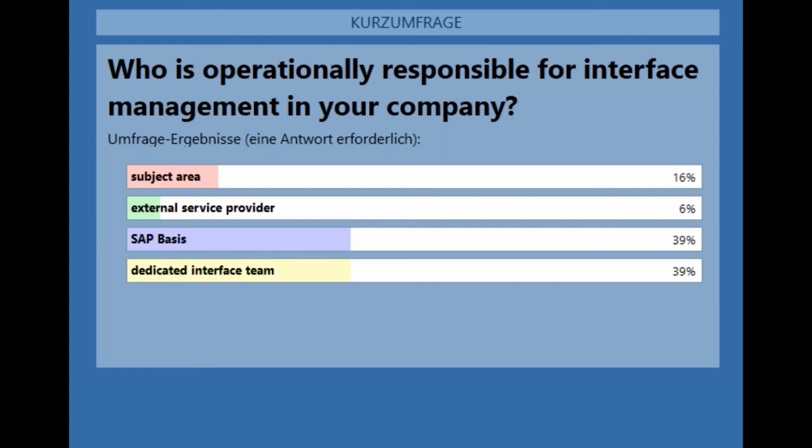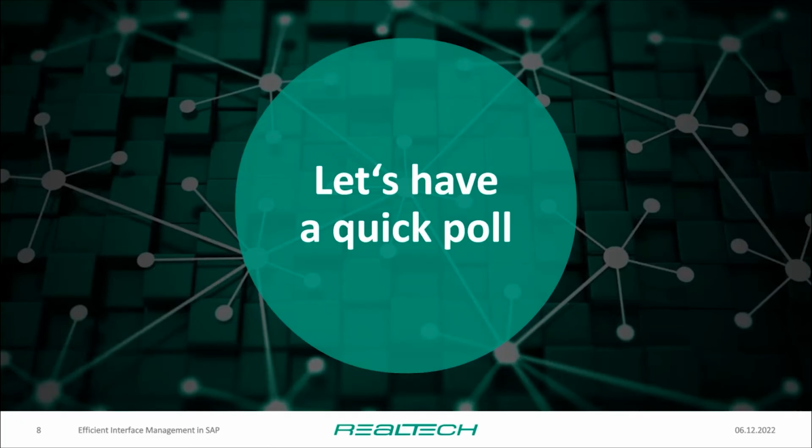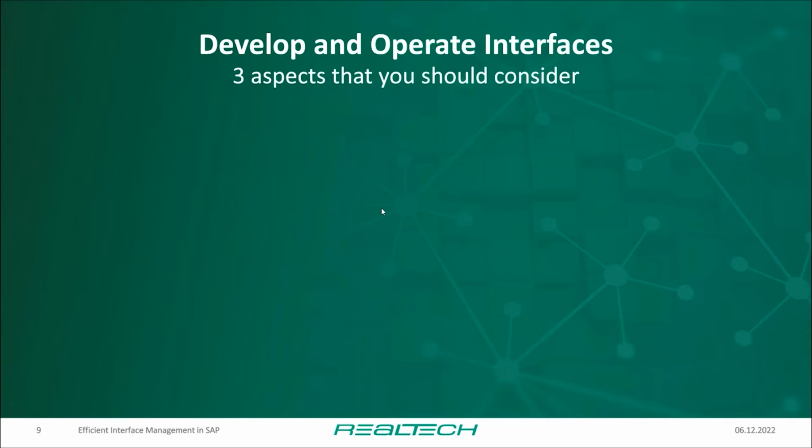department. Okay, then we will show you that also some part of this handling of interfaces can be handed over to the business department, because the monitoring and error reprocessing, for example, in the Realtech Interface Manager can be done also by people outside of SAP Basis or a special interface team, and can also be done in the business department. Okay, then let's go on.